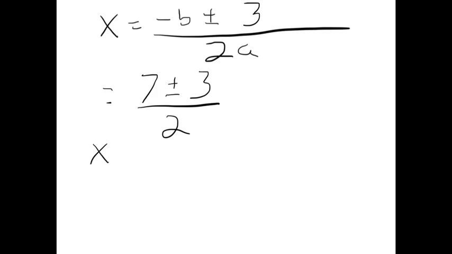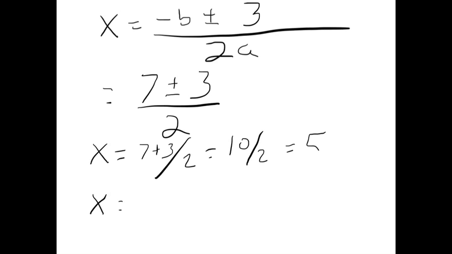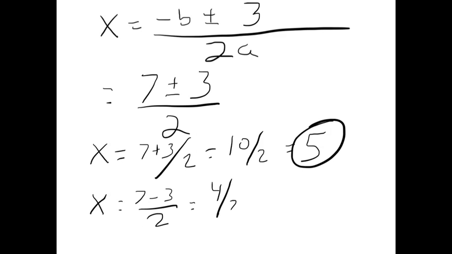So we've got two answers, x equals and x equals. This is 7 plus 3 all over 2, which is 10 over 2, which is 5. X is also 7 minus 3 all over 2, which is 4 over 2, which of course is 2. So those are the two x-intercepts for this problem.